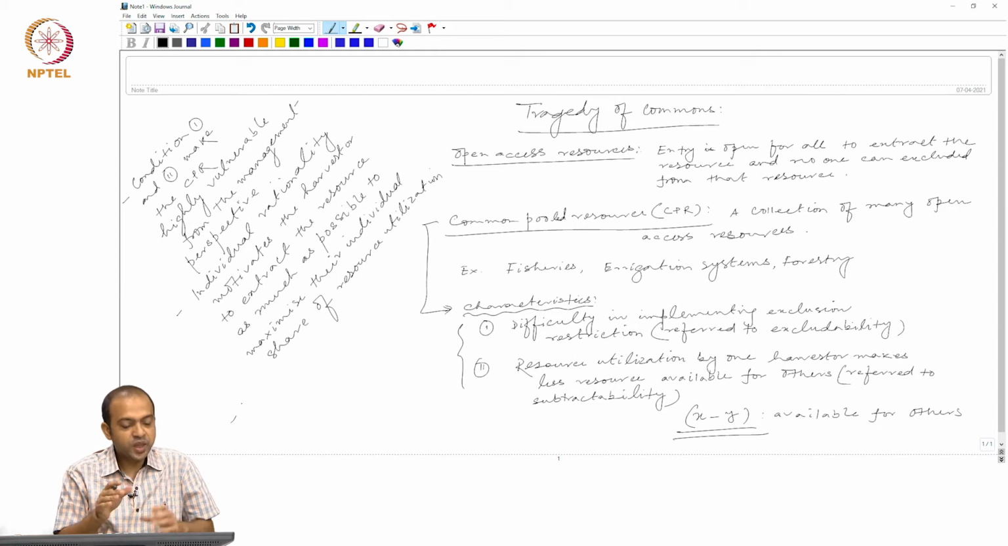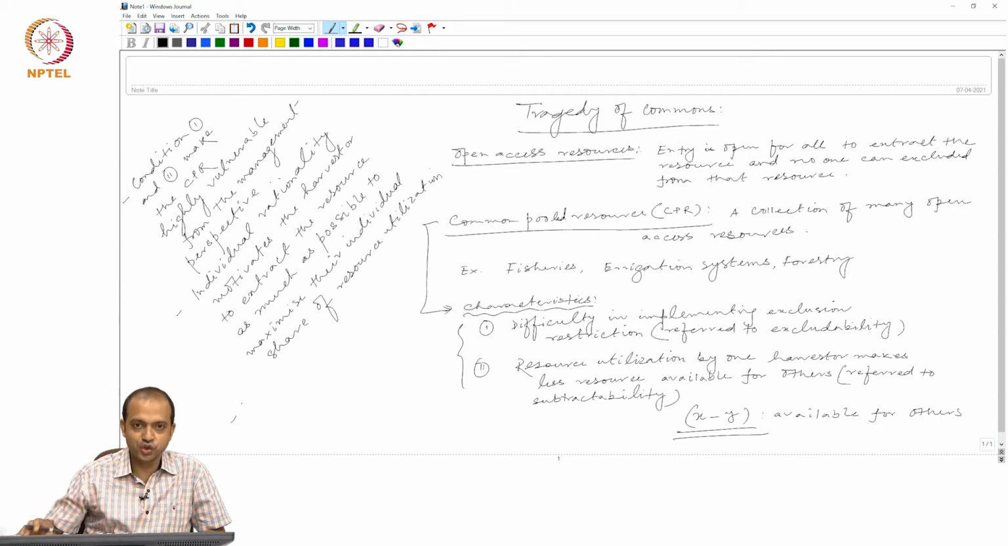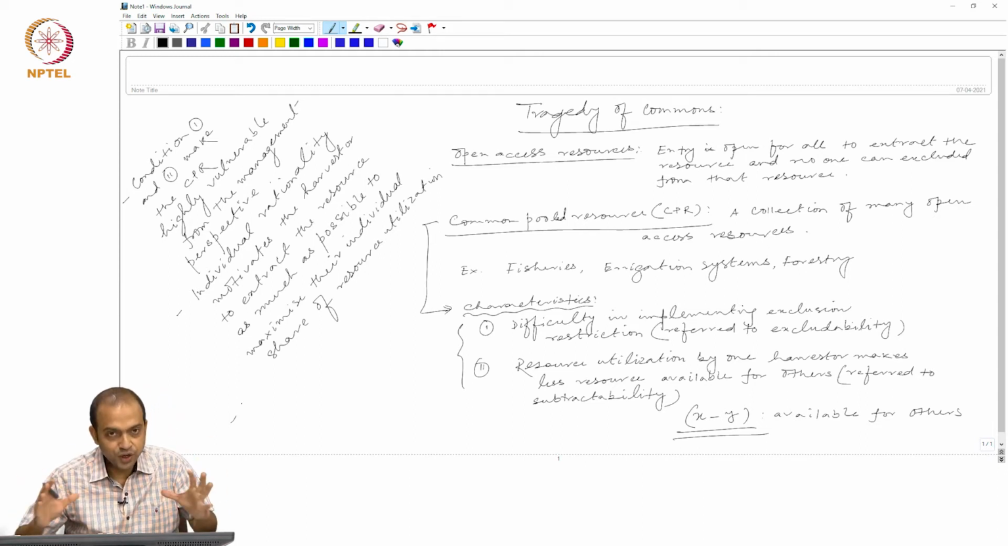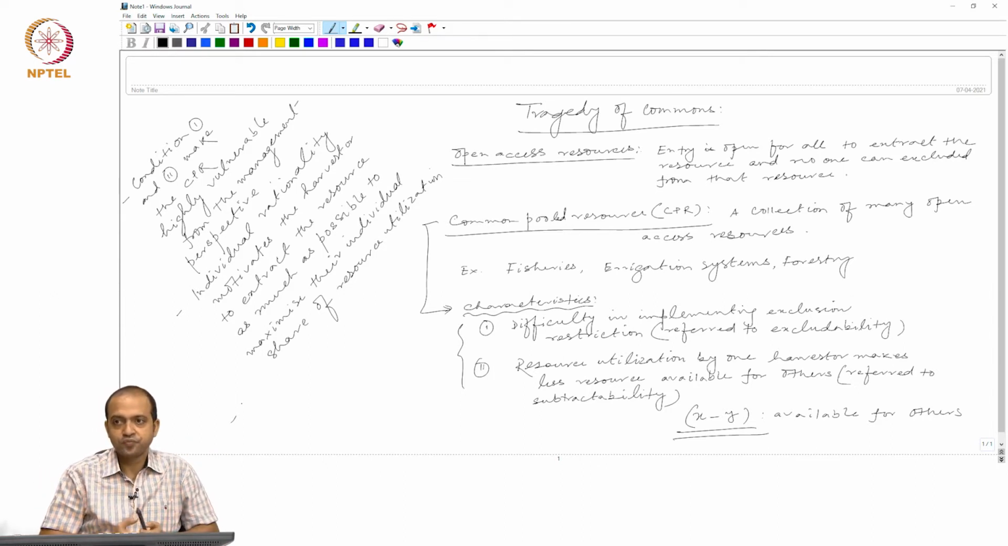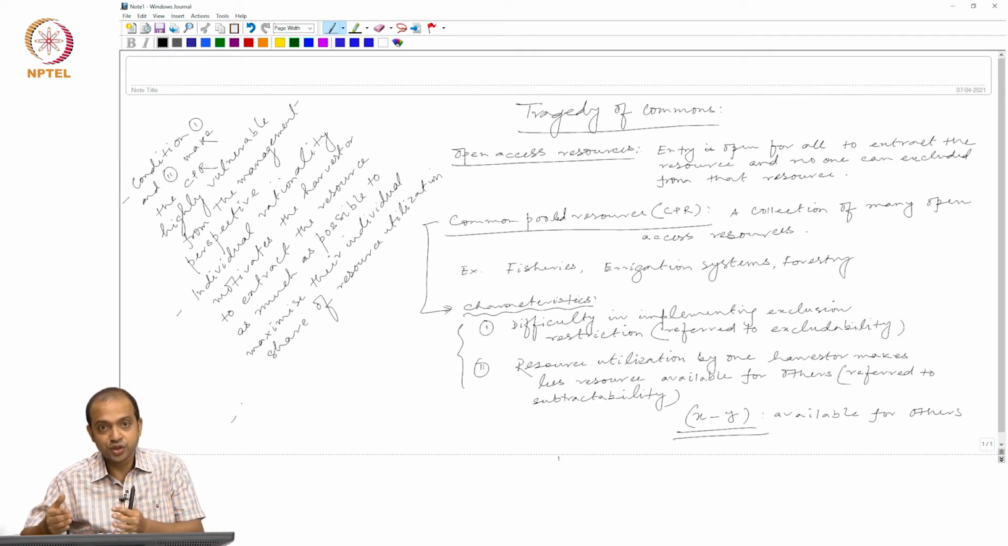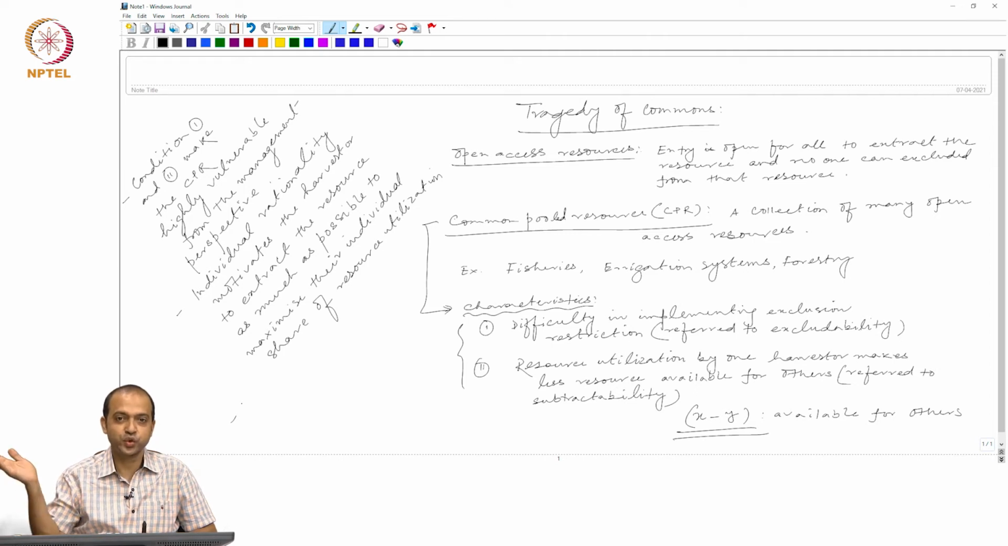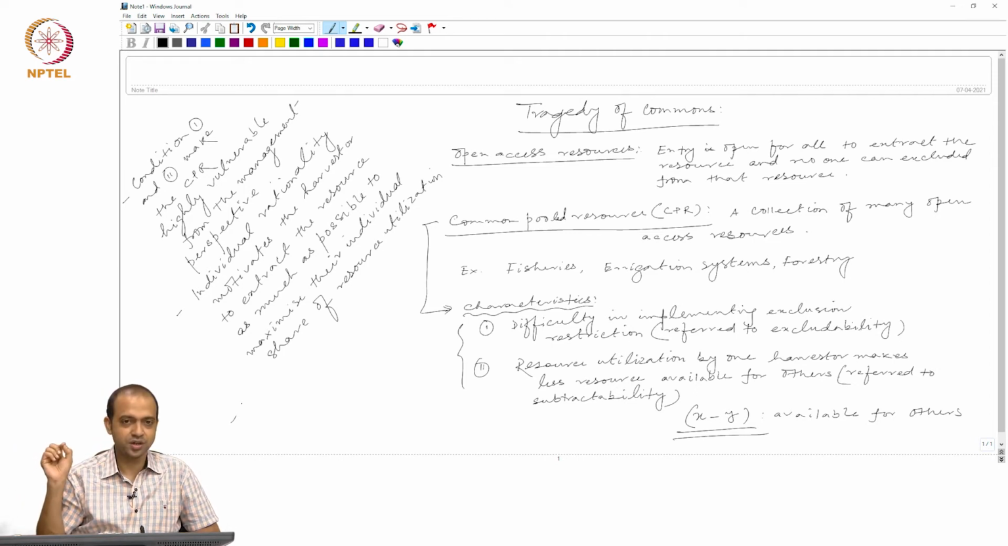And this individual rationality leads to a situation wherein everyone is guided by rationality, but individual rationality leads to a situation which is collectively bad for everyone. The resource gets exhausted so soon, and that situation is known as the tragedy of commons in the context of common pool resources. Okay. Generally, individual rationality leads to maximum social welfare.